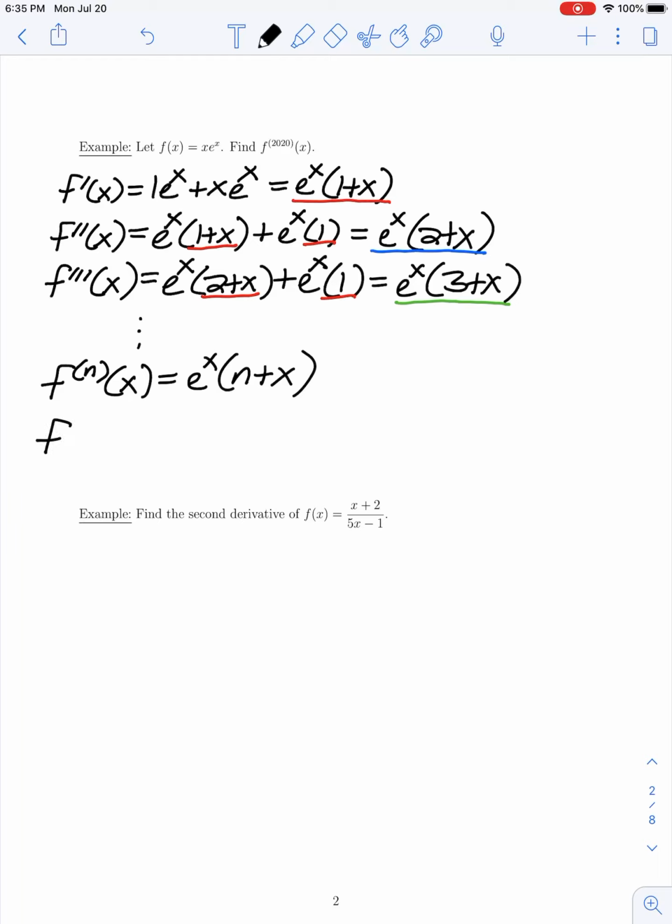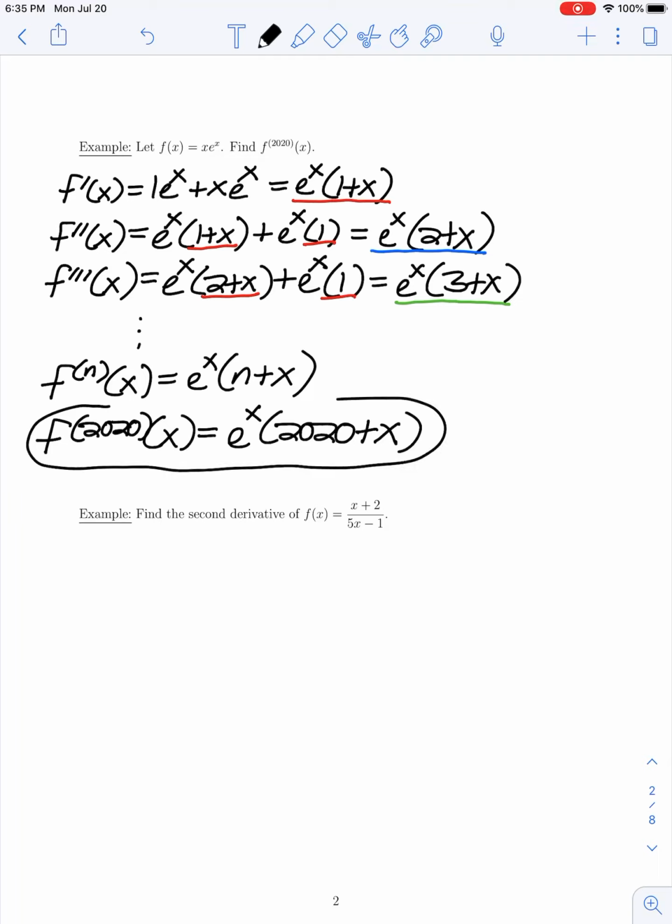So if we want the 2020th derivative, we would have e to the x times 2020 plus x. So once we establish that general pattern, we can find an expression for any higher derivative, and then to get a specific higher derivative, we can evaluate our expression at that given value of n. So let's look at another one.